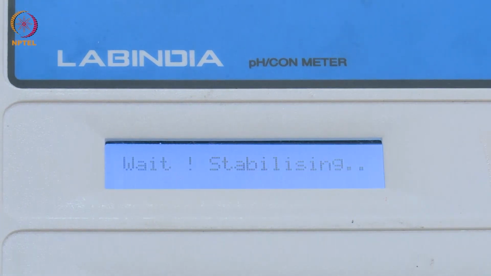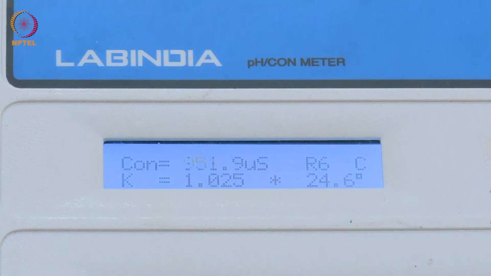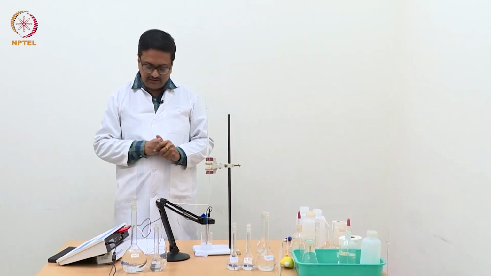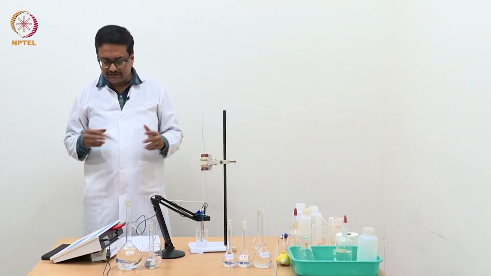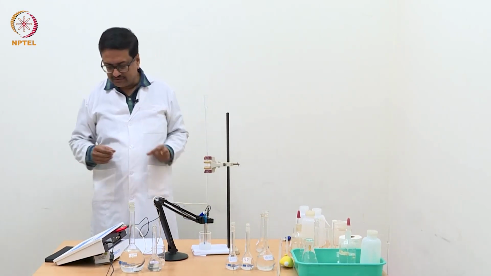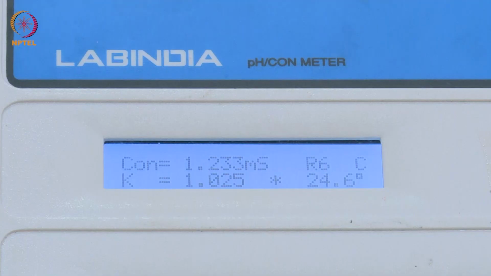So with 2.25 it will stabilize and give us the reading in a while. You see now the response has become slow, and that is simply because of a lot of silver chloride that is forming, and it is probably getting deposited on the electrode, and that is why it is a bit slow in giving us the conductance value. So it is 1233. So we will stop at this point.